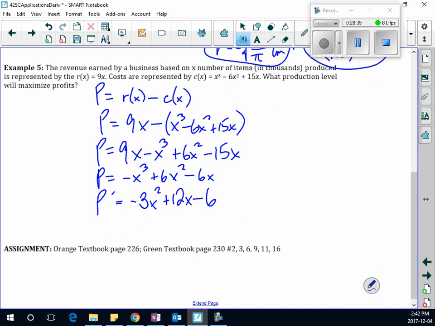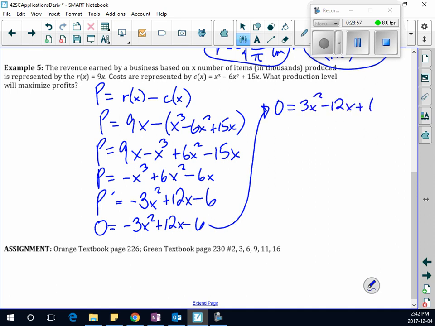So set it to 0. 0 equals negative 3x squared plus 12x minus 6. Try to factor, but I wouldn't try to factor when it has a minus 3 in there. I would just switch all the signs. 0 equals 3x squared minus 12x plus 6. That's like multiplying both sides by negative 1. I wouldn't factor out a negative. I would get rid of it.